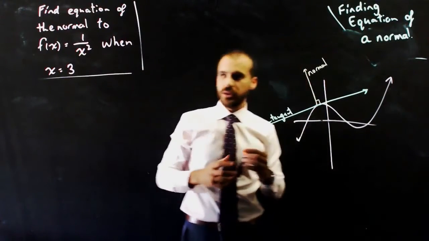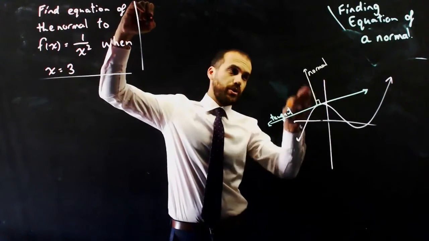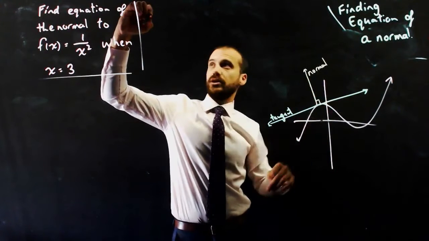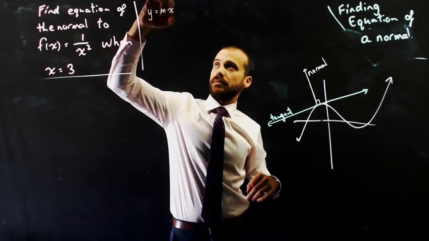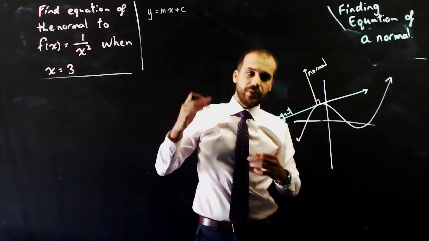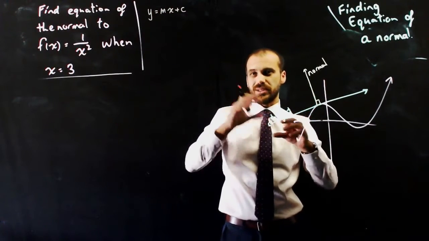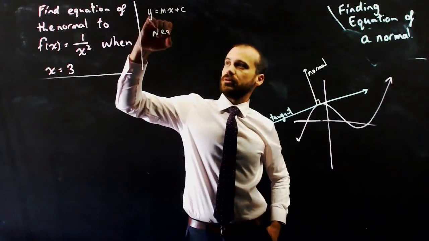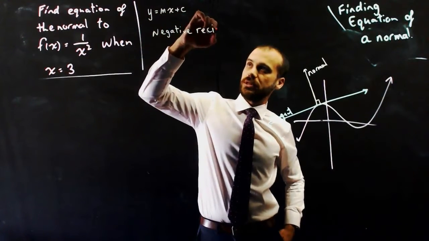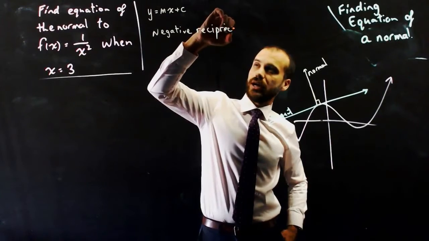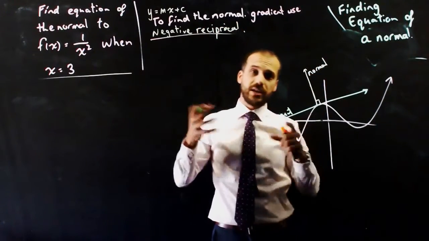Now, you should remember from back in the day that if you want to find a perpendicular line, so if, let's say y equals mx plus c, if you want to find a line that's perpendicular to that, you use something called the negative reciprocal. So to find the normal gradient, use the negative reciprocal.